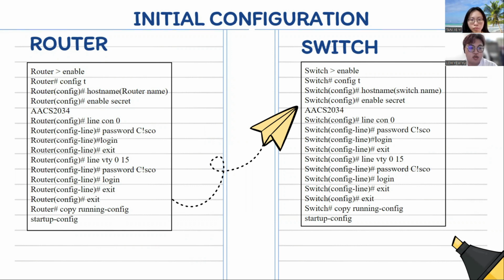So after that, we go to privileged access mode, and we use the command called copy running-config startup-config. This one is to copy all the configuration. So for the switch, we are using the same way, which you can see at the right side. It is mostly the same, so I will skip this part.